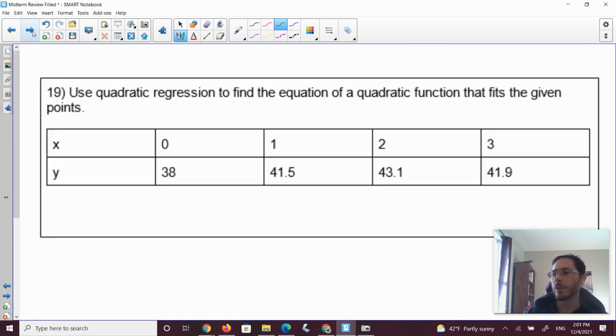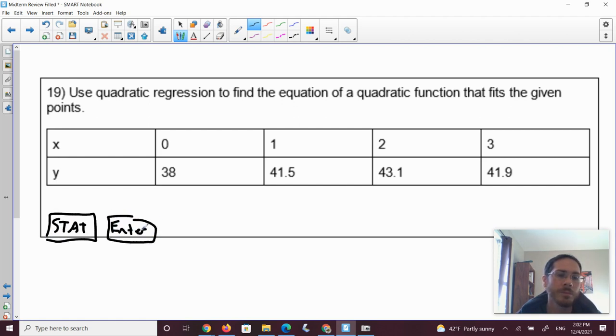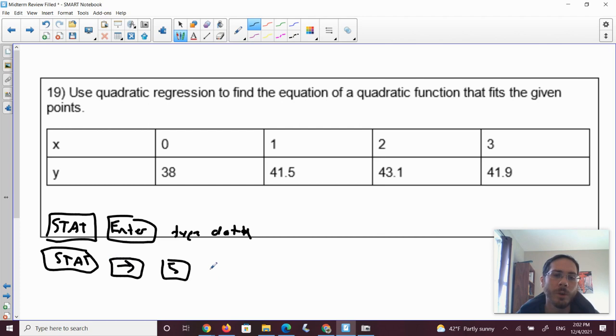Next one, 19, use quadratic regression to find the equation of a quadratic that fits the given points. This is a straight calculator question, so you just have to use the calculator for it. If you're doing it in the TI, we'll run through those instructions first. This is where we have to hit the stat button. And we'll press enter to type in our data. After that data is in, we'll hit the stat. We'll press over. Since we want the quadratic, we're going to pick number 5 for the quadratic regression. And then we're just going to press enter 3 times.